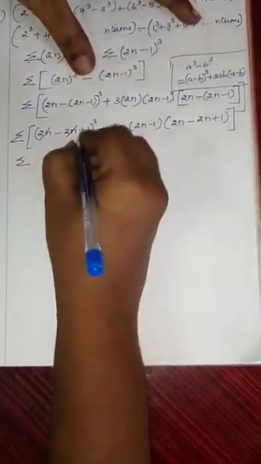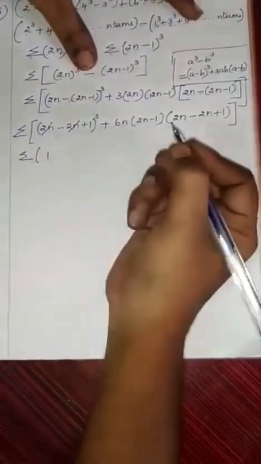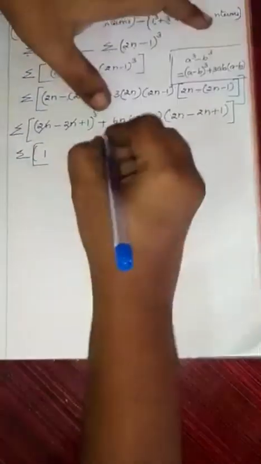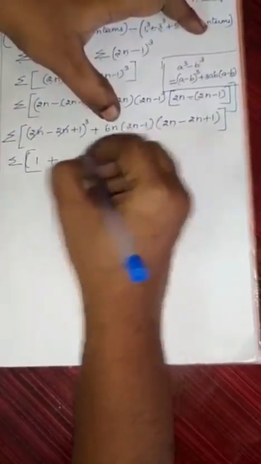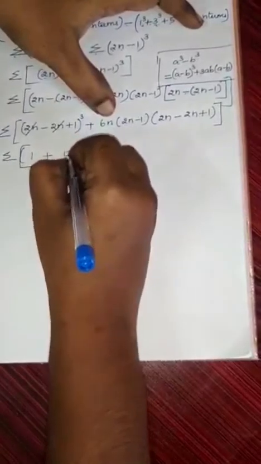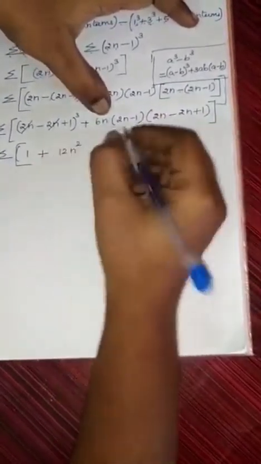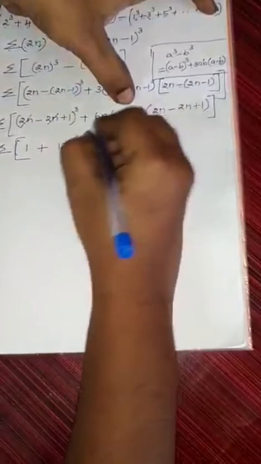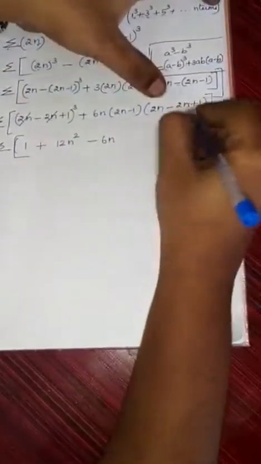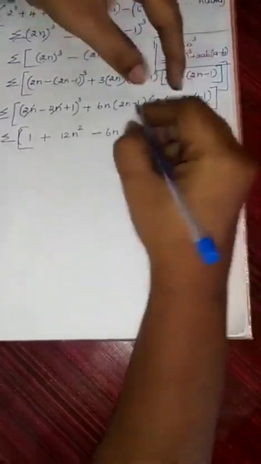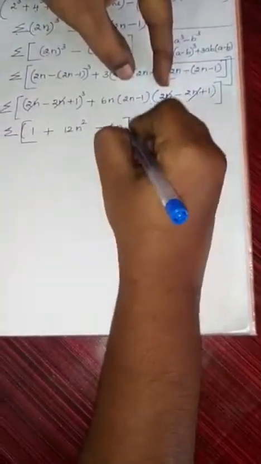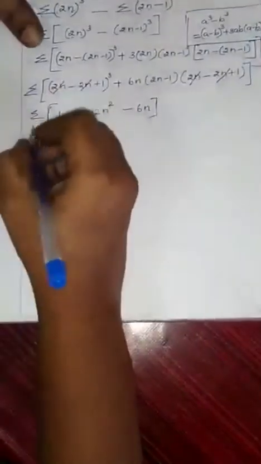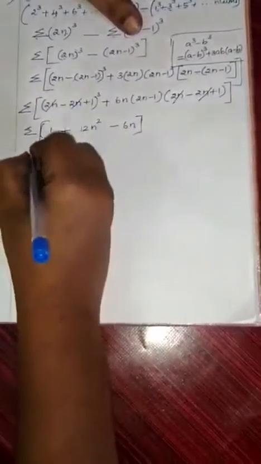So summation of 1 cube, 1 cube is what? 1. Plus, now multiply this 6n inside, what will you have? 6 2s are 12, n into n is n square, minus 1 into 6n is minus 6n. Now again 2n minus 2n gets cancelled, 6n into 1 is 6n. So now this summation is common for this. Now take this summation inside for every term.